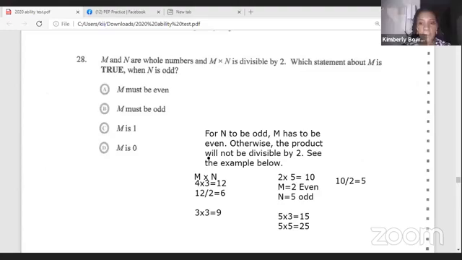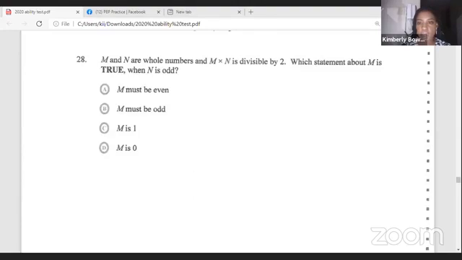All right. I'm trying to erase this annotation on my screen. Moving from question 28, sorry. Moving into question 29.